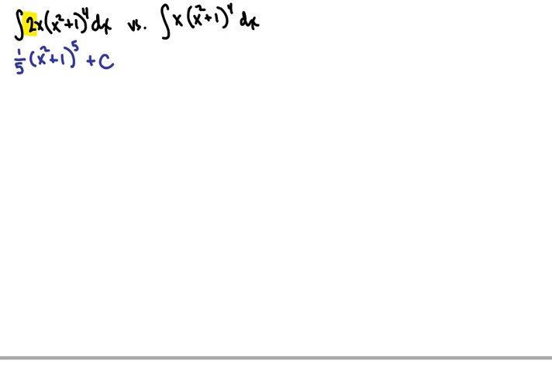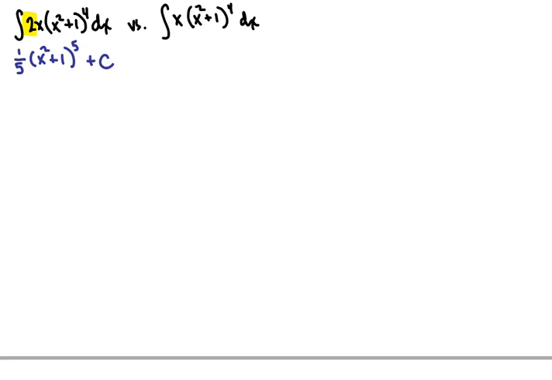And I'm just going to bring down the answer from the previous video for the first one, and that was 1/5 (x squared plus 1) to the 5th power plus c. And if the second one is half of that, then I guess it should be 1/10 of (x squared plus 1) to the 5th plus c. So let's see if we do the U substitution what we'll get there.